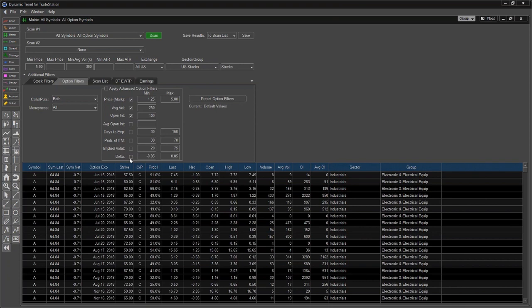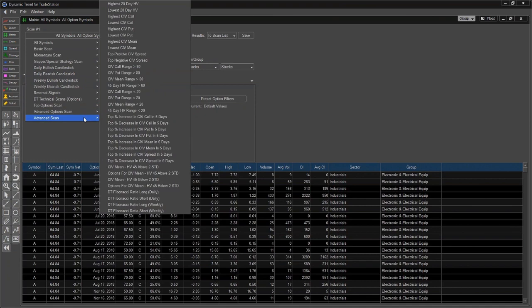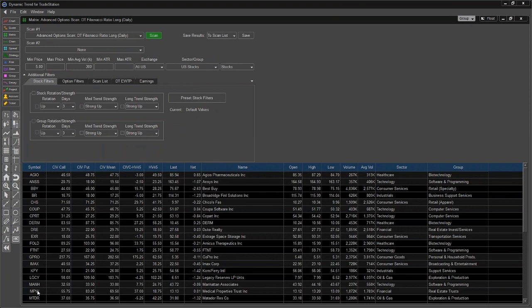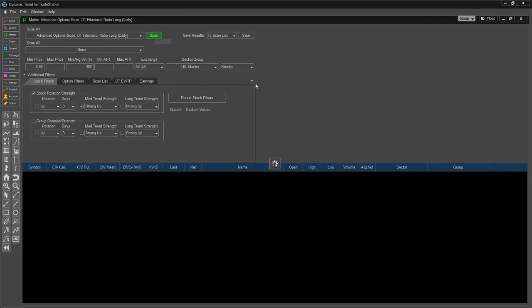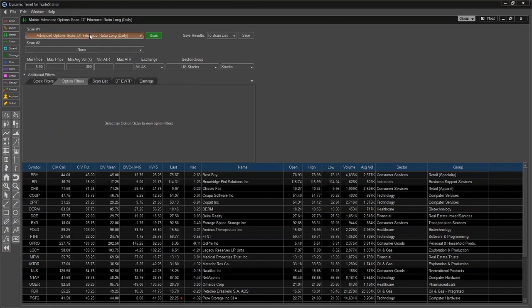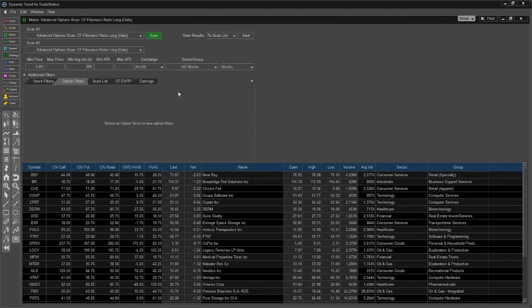So you can come in here and say, for the underlying symbol, show me all the underlying stocks that have a Fibonacci ratio long trade setup, where the stock strength is strong up, and oops, got to set that to the second one. There we go.